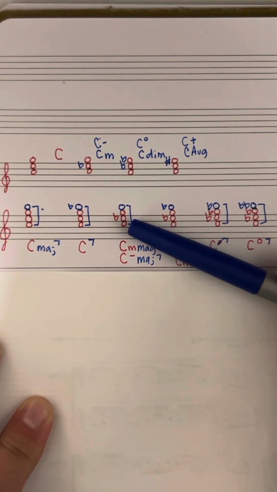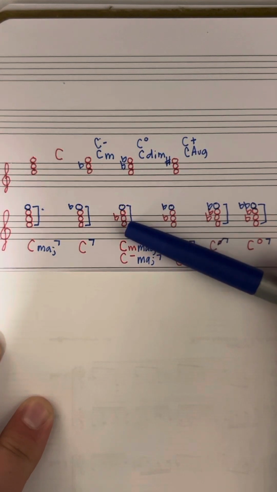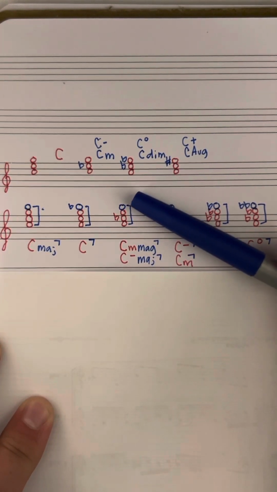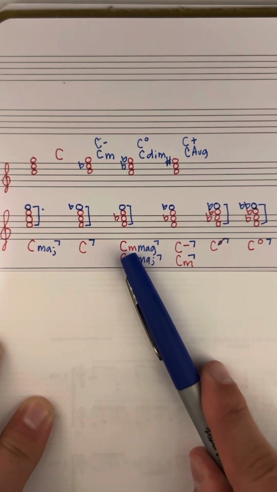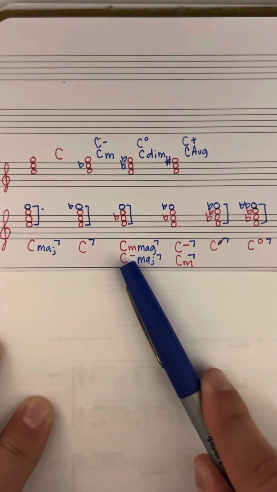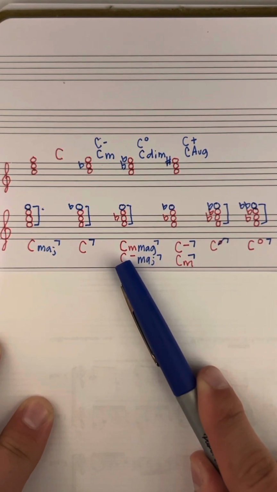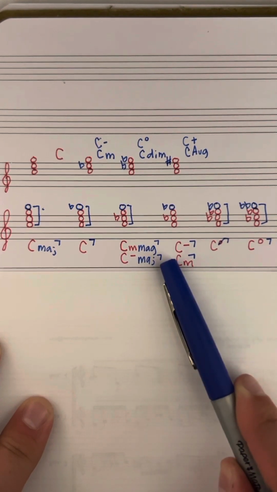So now, what if we want a minor triad? We have our C minor triad here with a major 7th on top. That would be C minor major 7. Again, C minor major 7. That shows that we have a C minor chord with a major 7th on top.